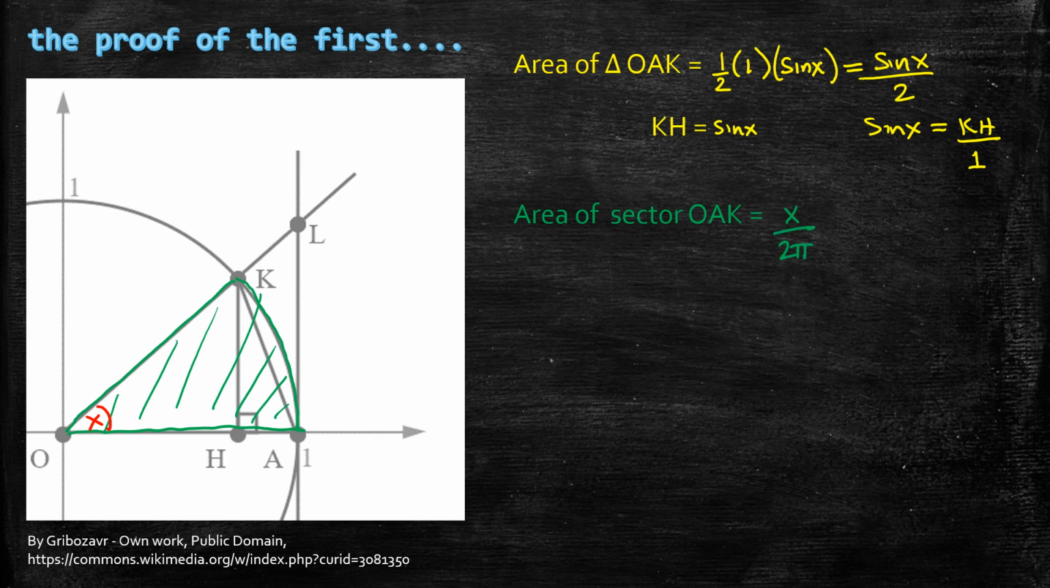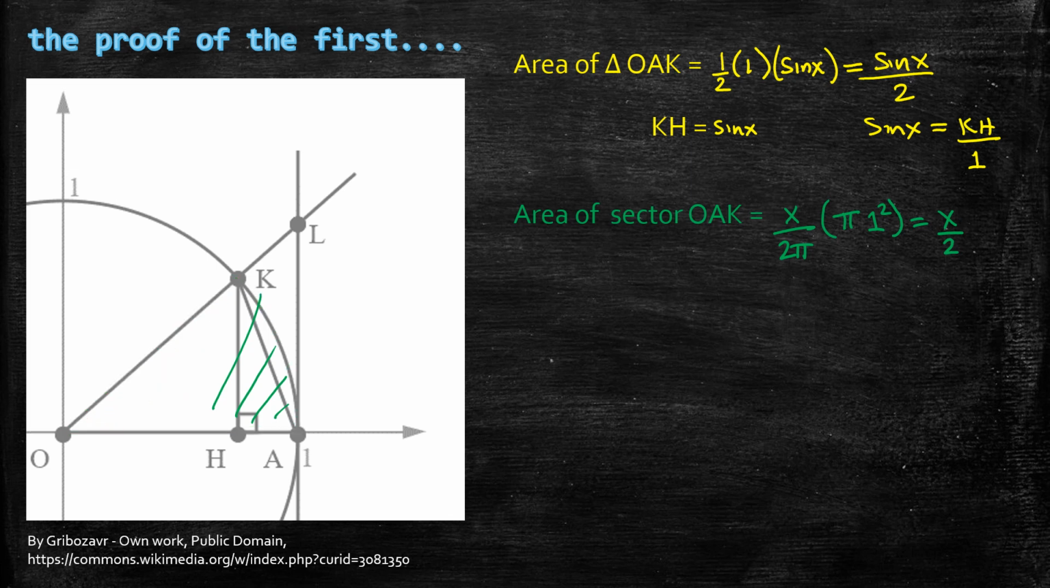So it would be x over 2 pi. We want that fraction of the complete area of the circle, which is pi r squared. So that would be pi, the radius, once again, is 1. So pi times 1 squared, and we realize that that area will come out to x over 2. So that's the area of sector OAK.